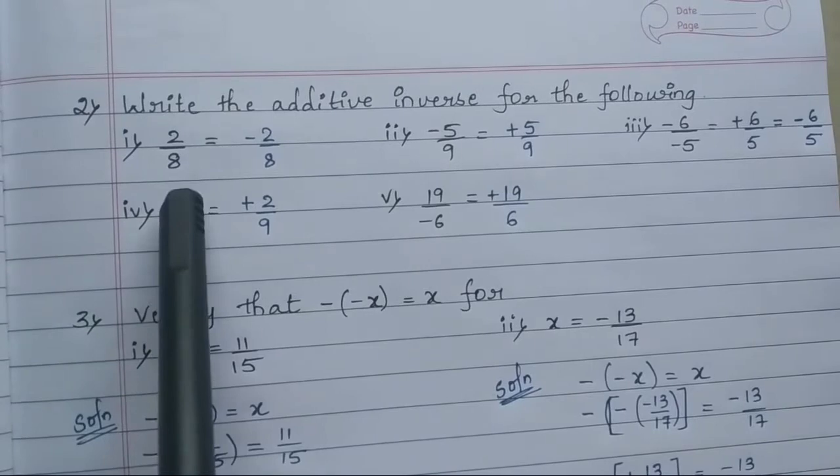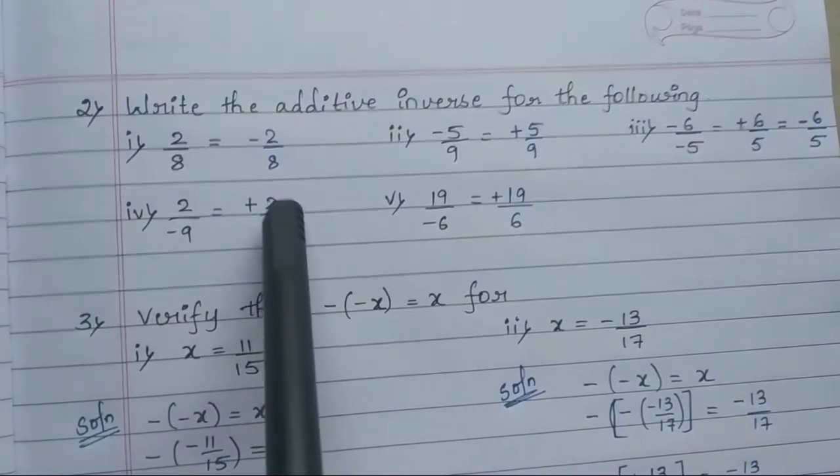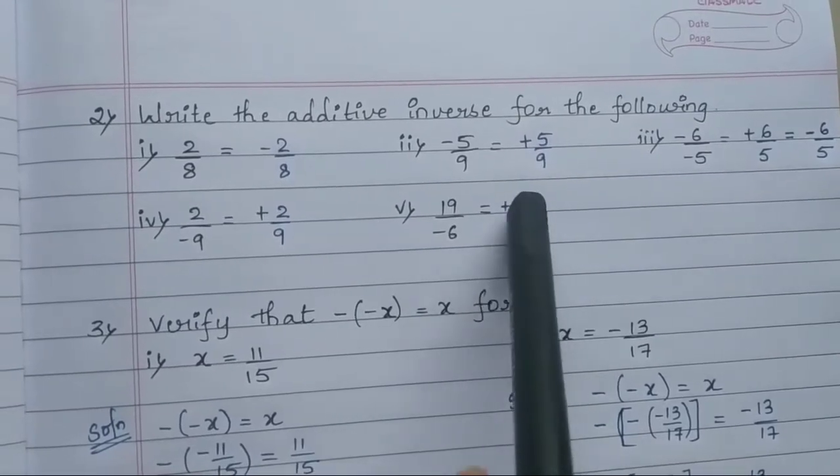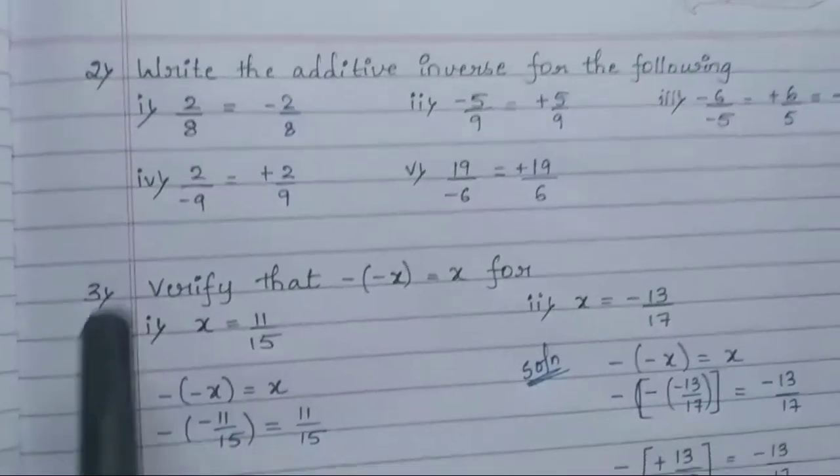Next, fourth one is 2 by minus 9, which will become plus 2 by 9, and 19 by minus 6 will become plus 19 by 6.